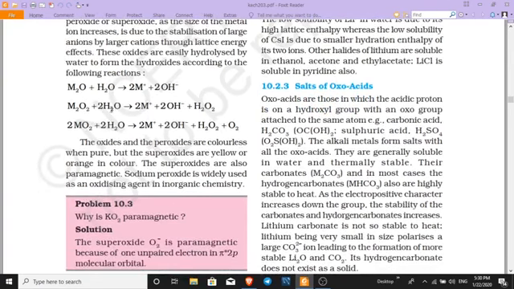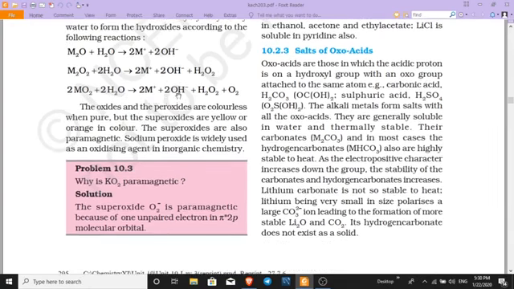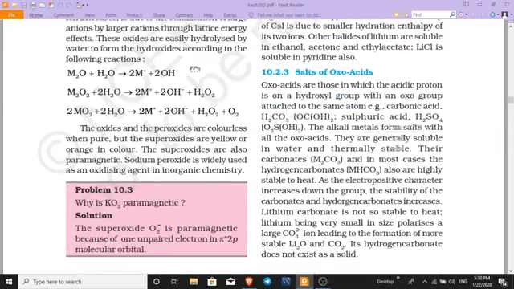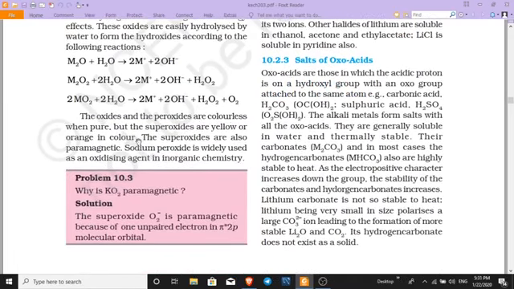M2O2 plus 2H2O forms 2M plus plus 2OH minus plus H2O2. 2MO2 plus 2H2O forms 2M plus plus 2OH minus plus H2O2 plus O2. The oxides and peroxides are colorless when pure, but the superoxides are yellow or orange in color. The color is given, this is very important. The superoxides are also paramagnetic.